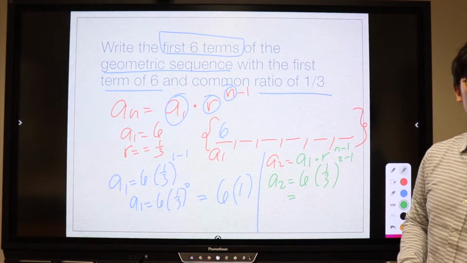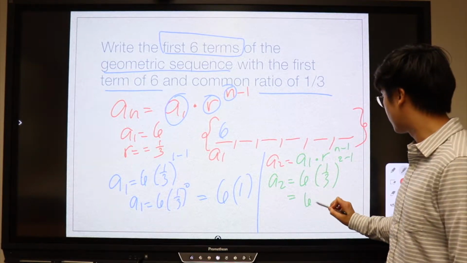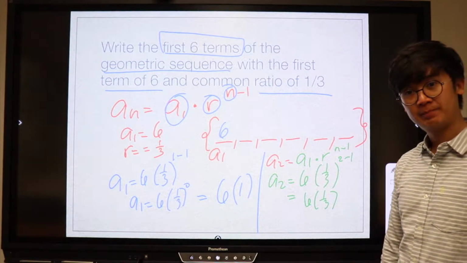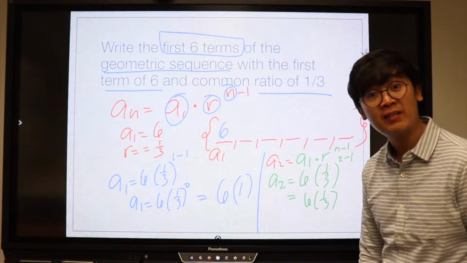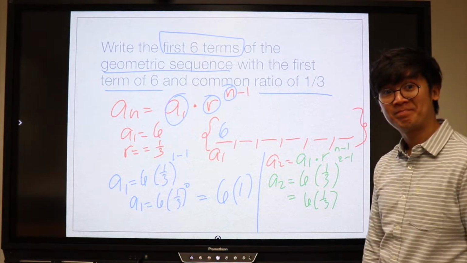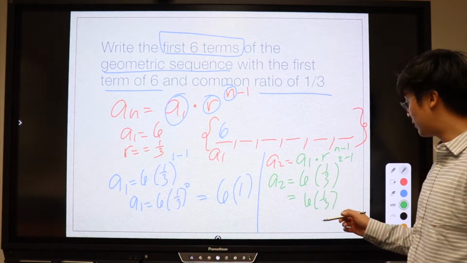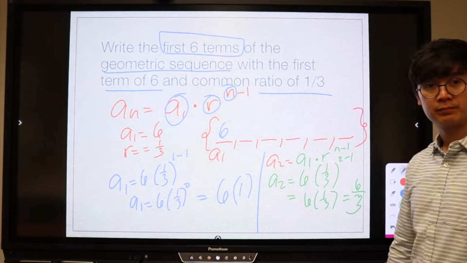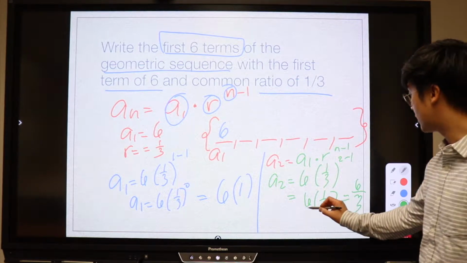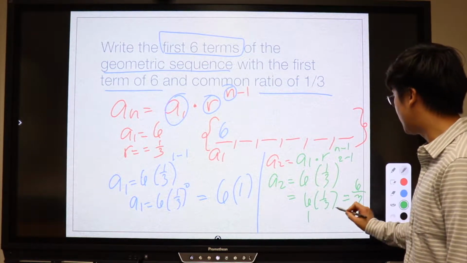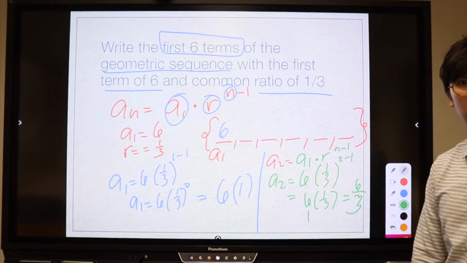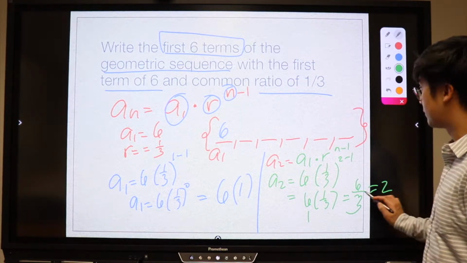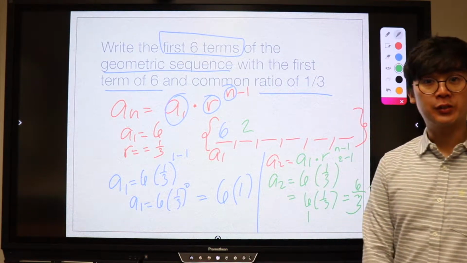Always work out the exponent first. What's 2 minus 1? 1. And what is 6 times 1/3? You know how to multiply fractions. You just multiply across, because this will turn into 1. 6 times 1 is 6. 1 times 3 is 3, right? Can we simplify this fraction? 2. So the second term is 2.